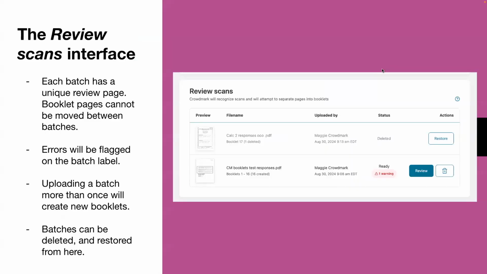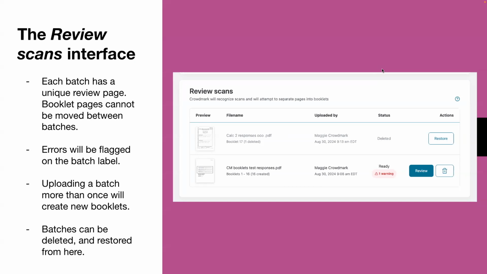Once we get uploaded, this is where things become really different from the original workflows you might be used to. So in the review scans interface, each batch of scans has a unique page. You can upload as many batches as you need. What you'll want to make sure is those batches have unique booklets in them, not duplicates of other batches. You can upload extra pages, but you can't upload extra pages to batch 2 and then move those to batch 1. What you can do is upload pages individually, and we'll look at that in a second.